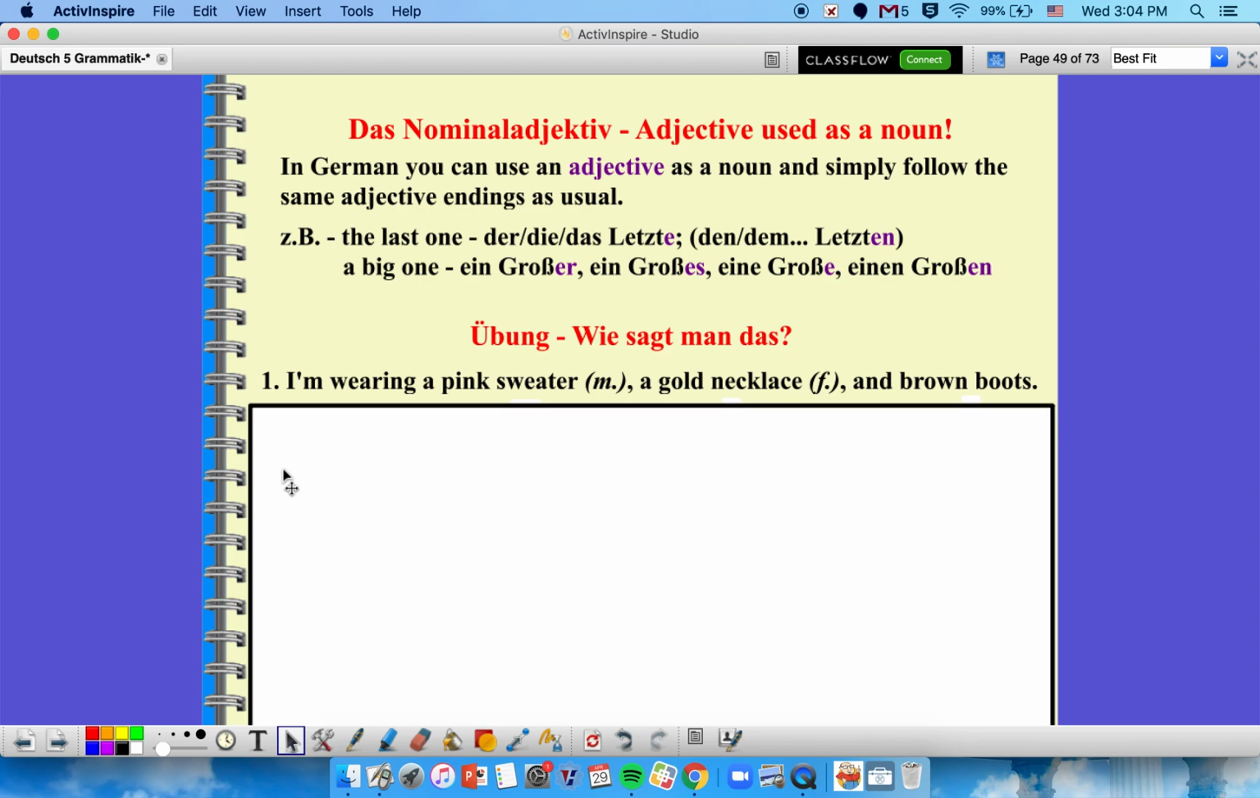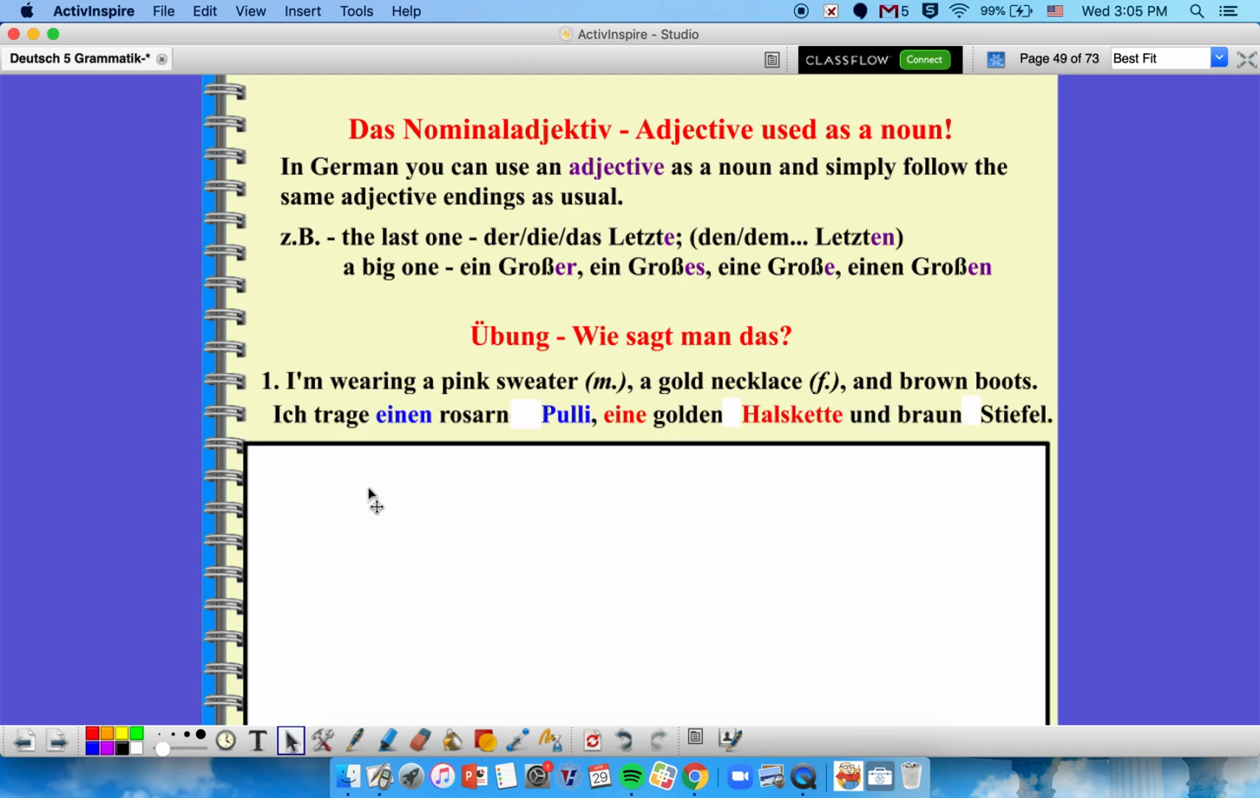So, wie sagt man das? I'm wearing a pink sweater, a gold necklace, and brown boots. So we have to figure out what endings are going to go on these adjectives. So, ich trage einen. Okay, so think, is einen original or changed? It's changed. So we should have en. Eine, is that original or changed? It's original. Is it showing us the gender or not? It is, because that can only be feminine. So E.